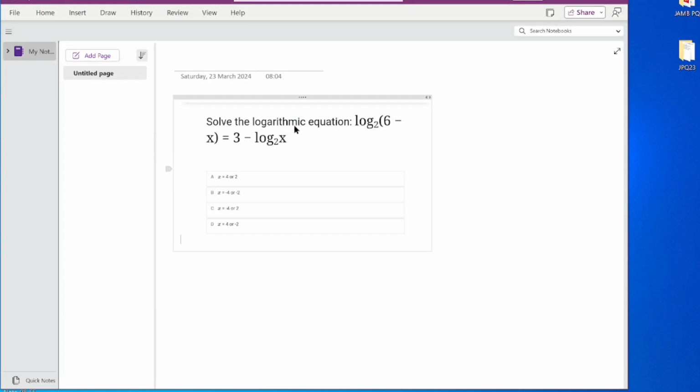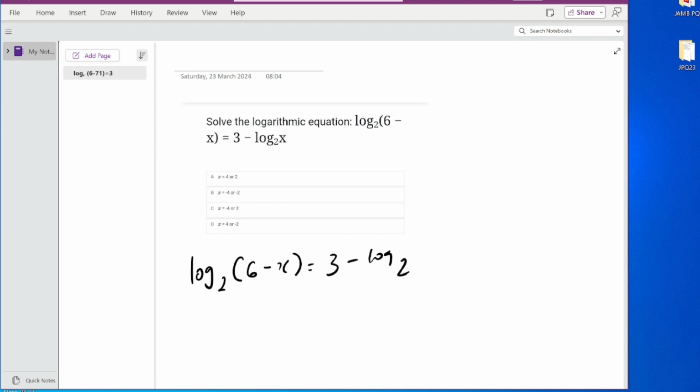Solve this logarithmic equation, which is log 2 of (6 minus x) equals 3 minus log 2 of x. We'll write out our question: log 2 (6 minus x) equals 3 minus log 2 x. We'll take the log 2's to one side because they both have log 2's first: log 2 (6 minus x) plus log 2 x.